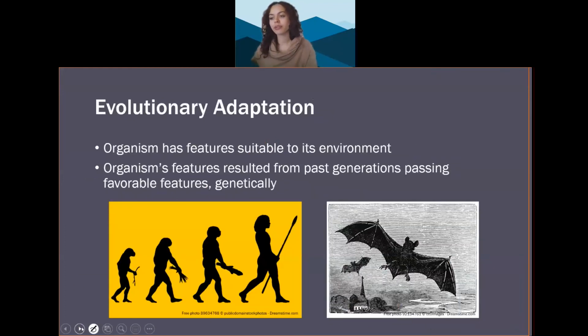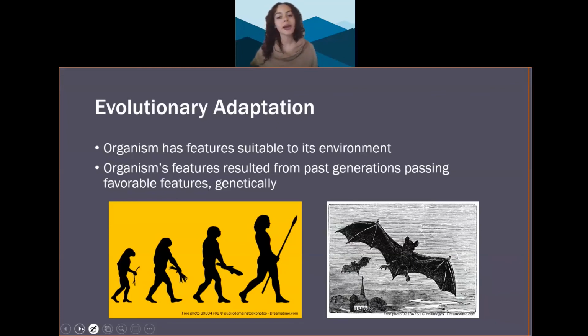And the last property of life is evolutionary adaptation. This means that the organism has features that make it suitable to the environment that it lives in. And these features are a result of several organisms in past generations having passed those favorable features genetically.